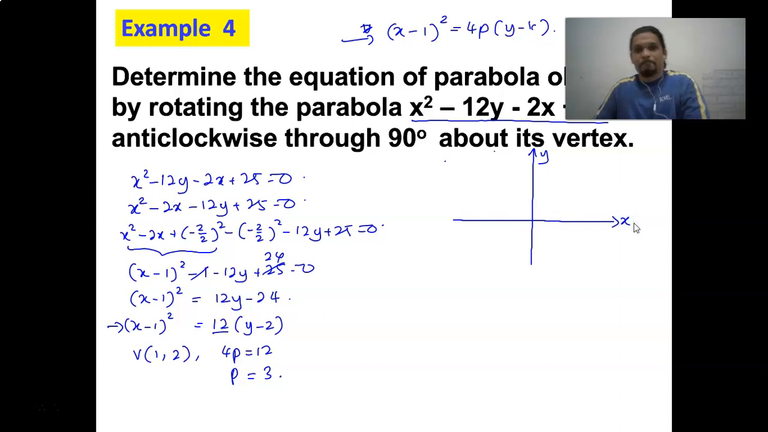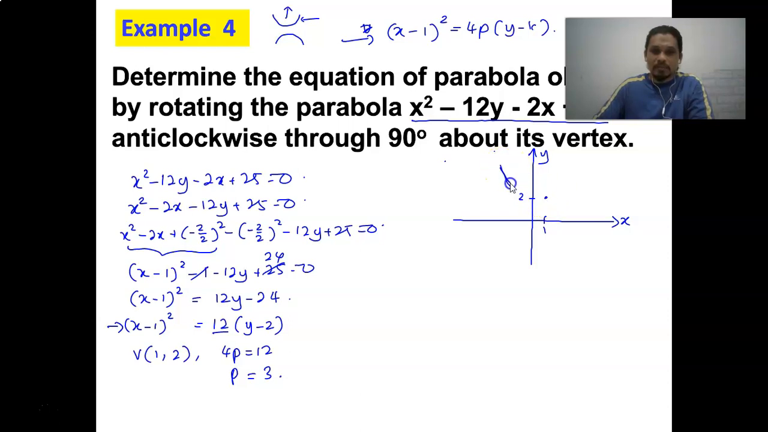Okay, so the vertex of this is (1, 2), and p equals 3. Where x is the highest degree here, which is 2, so the graph will be facing up or facing down. But given here p is positive, so this is the one facing upward with a vertex of (1, 2).